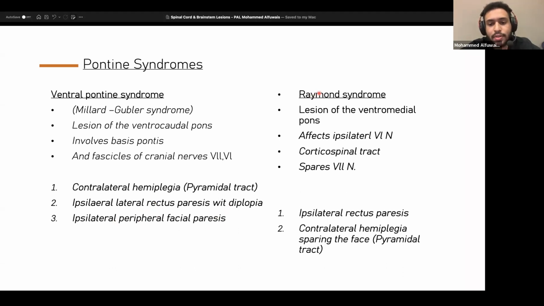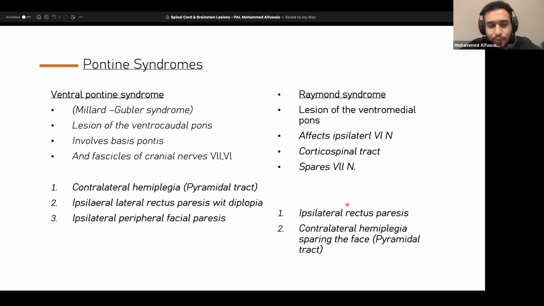Raymond syndrome is just sparing the seventh cranial nerve, and it's the ventral medial pons, affecting the abducens nerve and the corticospinal tract. Okay, so leading to ipsilateral lateral rectus paresis, which is the abducens nerve, and then you'd have contralateral hemiplegia, sparing the face because the facial nerve is normal. Okay, so that's pretty much the two pontine syndromes.